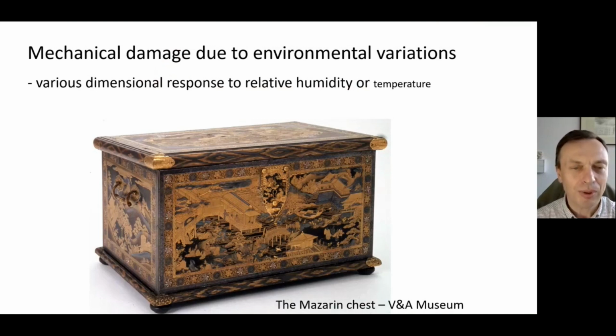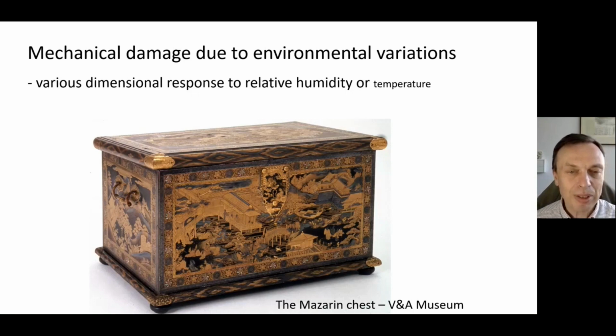I would also like to illustrate the risk of mechanical damage with this beautiful object, the Mazarin chest from the collection of the Victoria and Albert Museum, which is a wooden object decorated with Japanese lacquer. Here you can see that in the lid there is a crack going between the planks and the frame. Generally, mechanical damage in objects due to interaction with a fluctuating environment is due to the various dimensional responses to relative humidity, or less frequently to temperature.